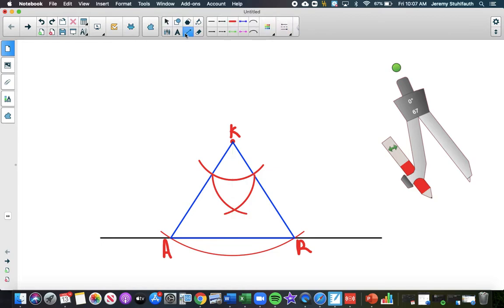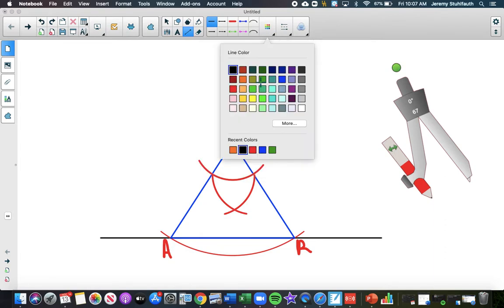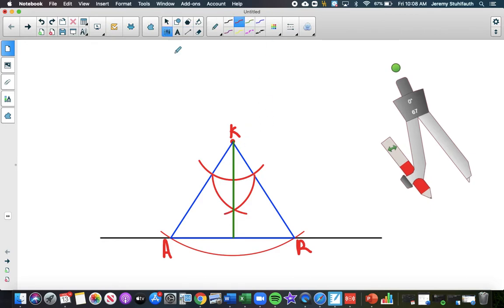Let me do one thing here. Let me adjust the thickness of this line. Make it green. Okay, so we go from K through there. All right, so there we go. That is our angle bisector. And we'll call that point D. I'll write that in. So that's point D.